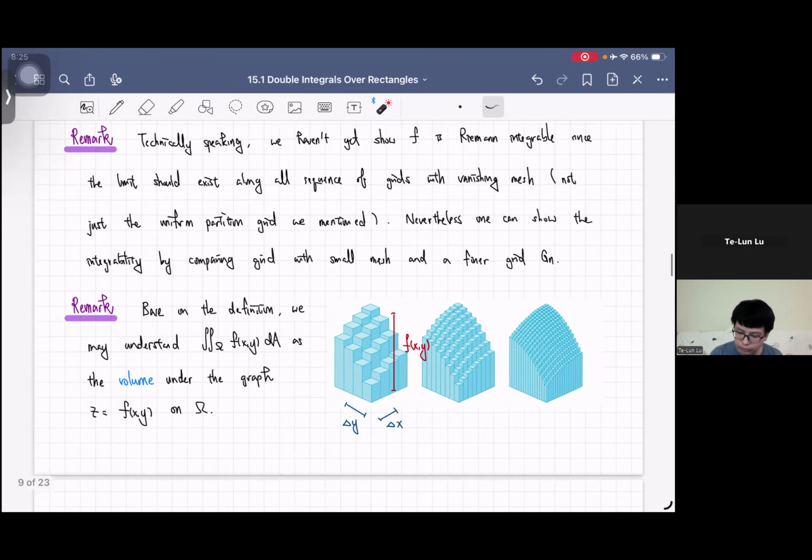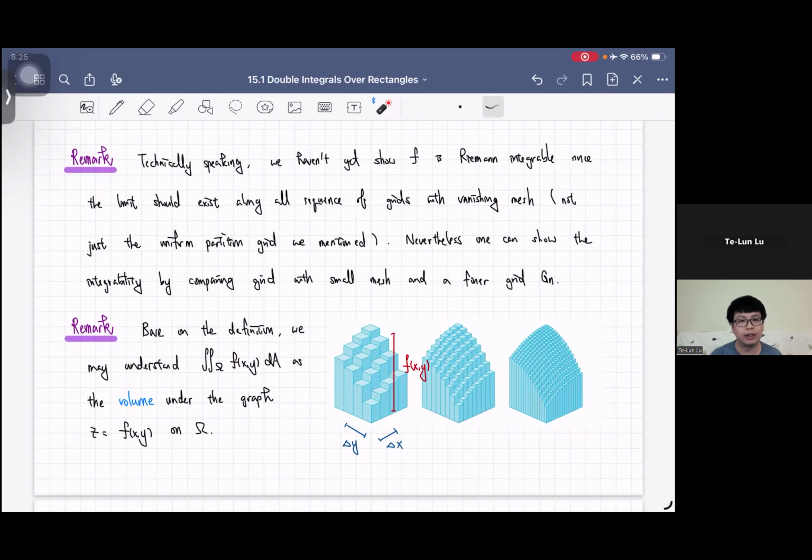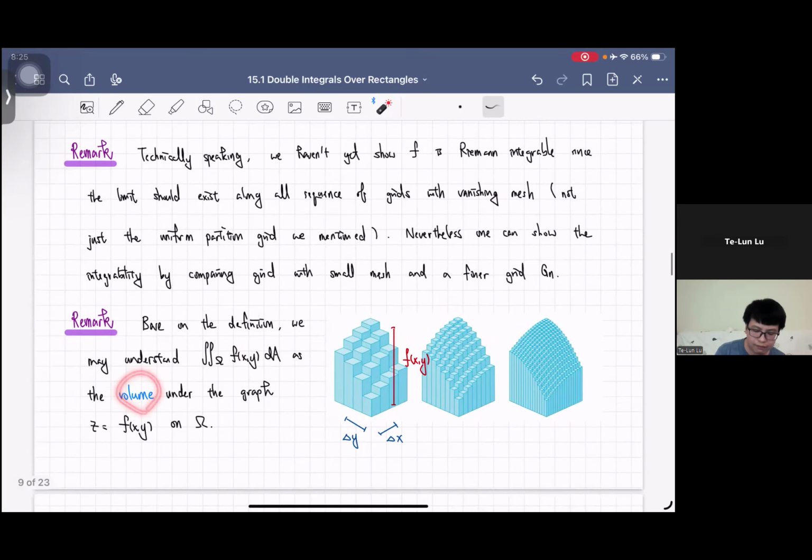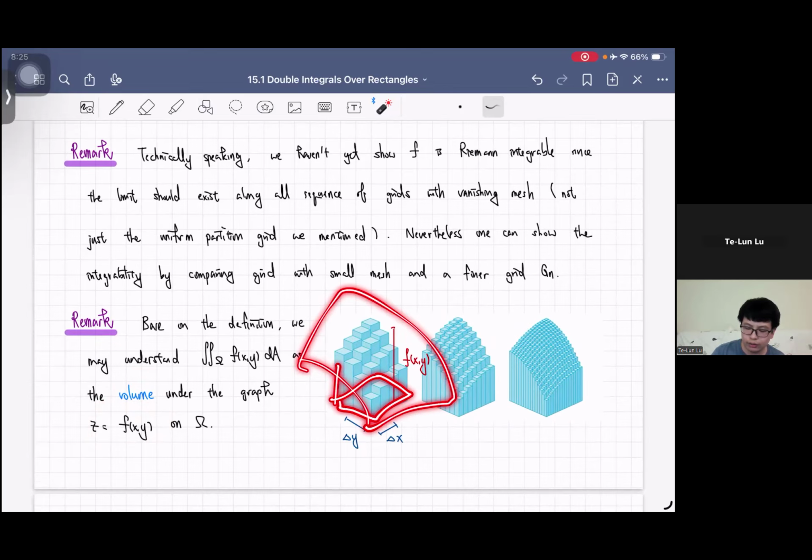Lastly, let us mention that the integration can be considered as a volume under the graph z equals f of xy. So this is a graph, and we're interested in the rectangular region here. It looks like this, and now I want to find the volume. The volume is given by this double integral.